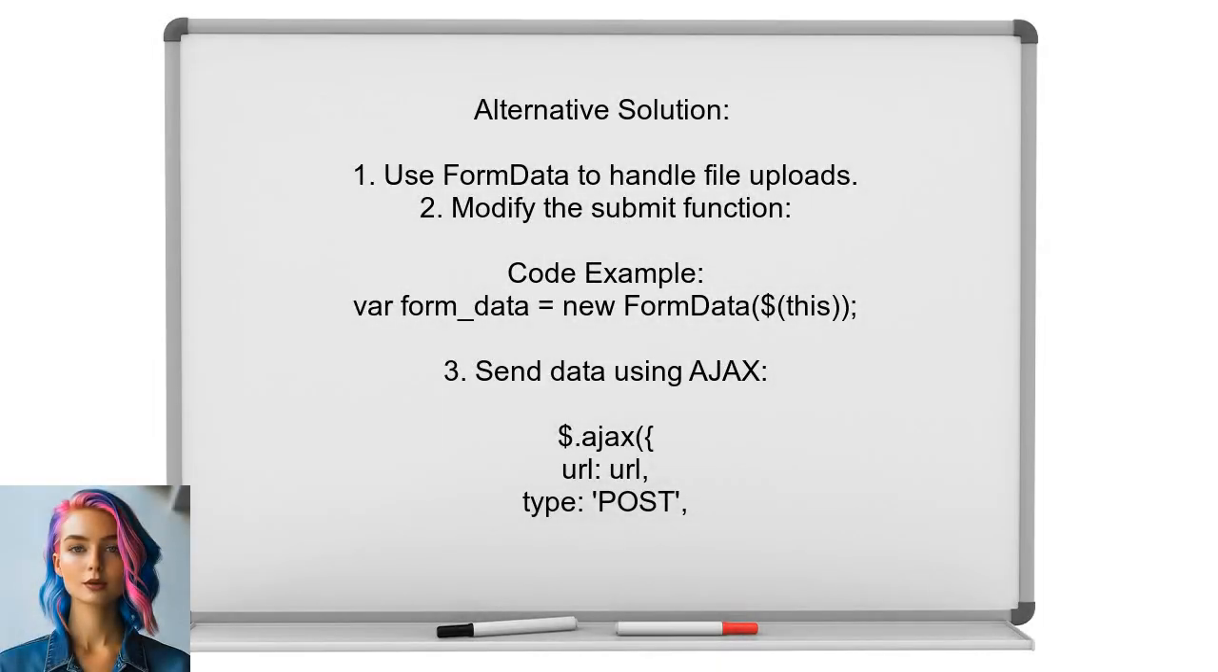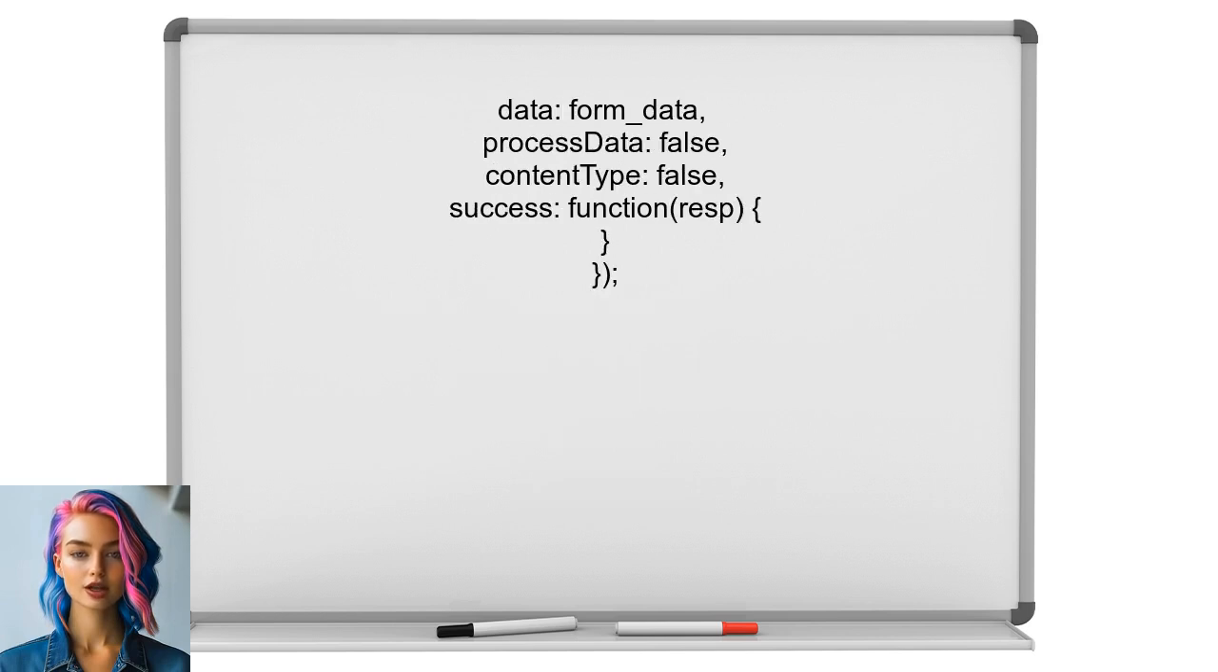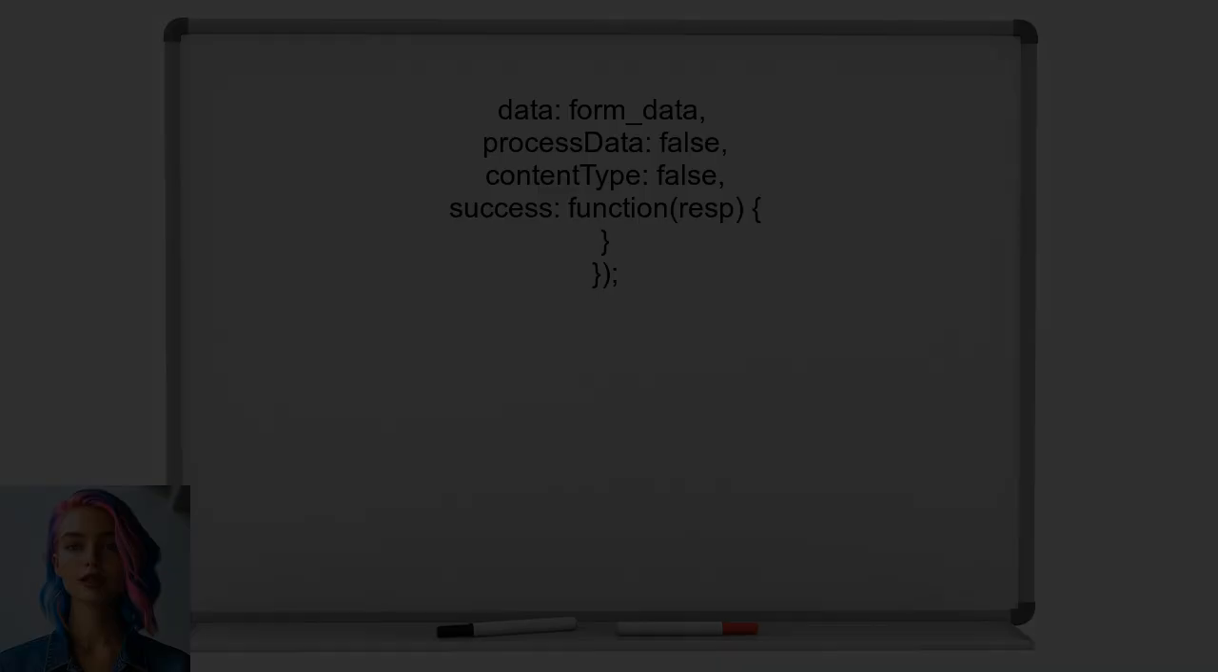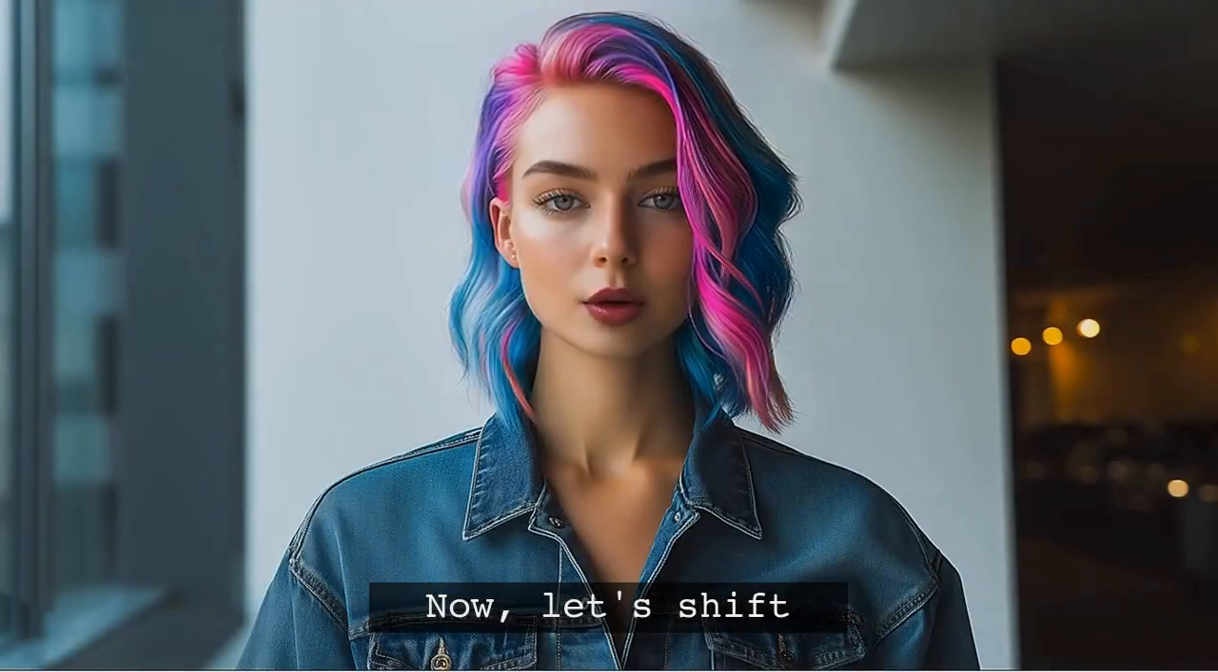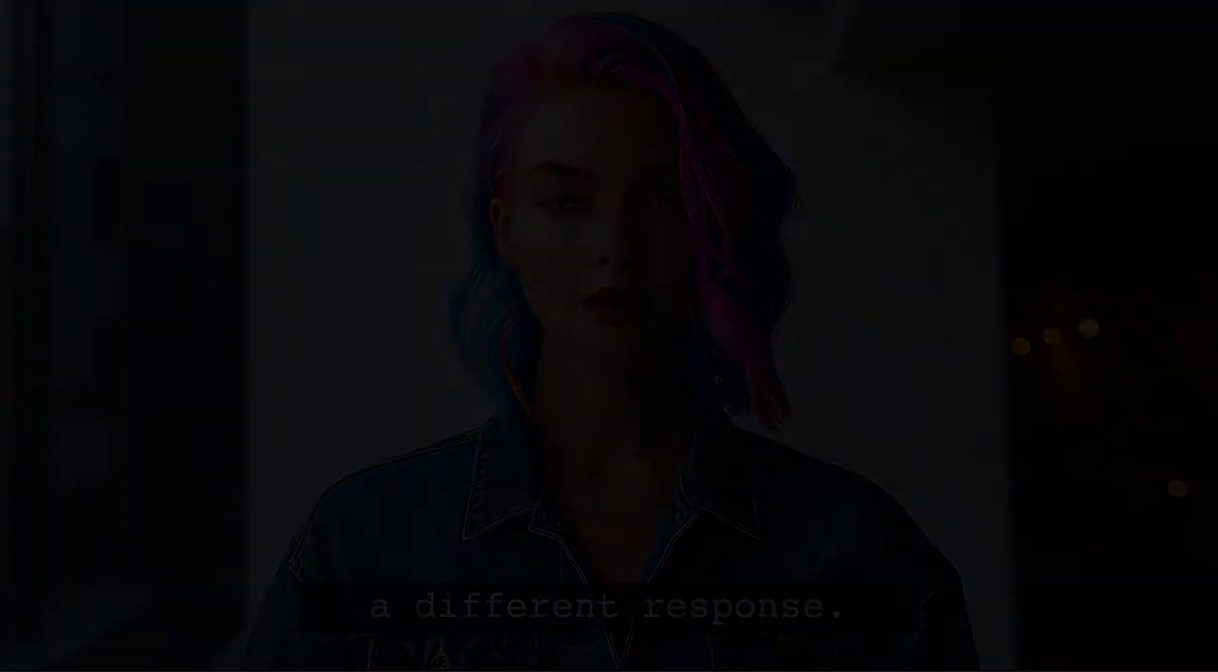An alternative solution provided by another user suggests using the form data object to handle image uploads. They recommend modifying the jQuery submit function to create a form data instance from the form. This allows you to send the image along with other form data via an Ajax request. Now let's shift our focus to a different response.